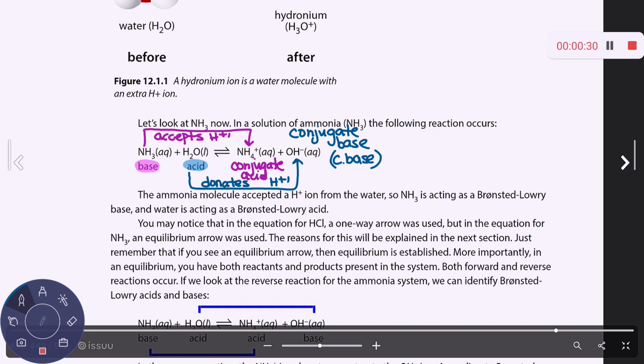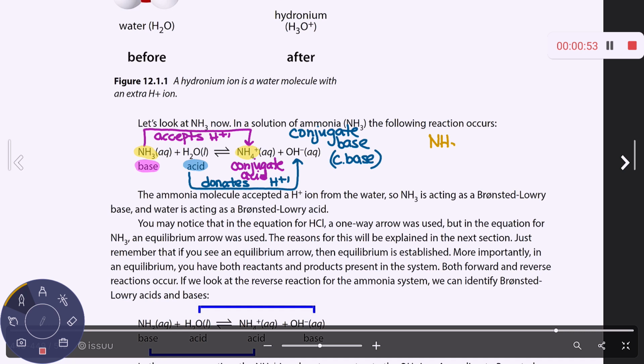for a conjugate acid-base pair. Conjugate acid-base pairs are substances that differ by one hydrogen. So let's take a look. NH3 and NH4+1 differ by one hydrogen. That means they would be a conjugate acid-base pair.